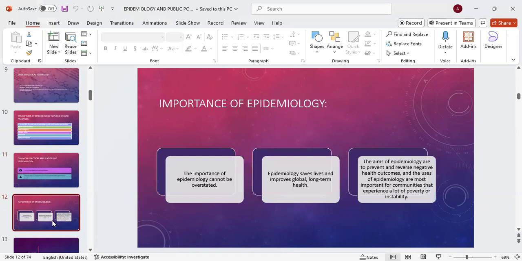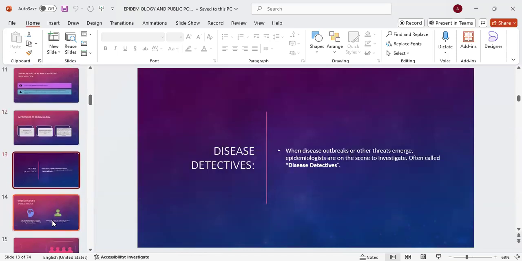Importance of epidemiology. The importance of epidemiology cannot be overstated. Epidemiology saves lives and improves global long-term health. The aims of epidemiology are to prevent and reverse negative health outcomes, and the uses of epidemiology are most important for communities that experience a lot of poverty and instability. Disease detectives. When disease outbreaks or other threats emerge, epidemiologists are on the scene to investigate, often called disease detectives.